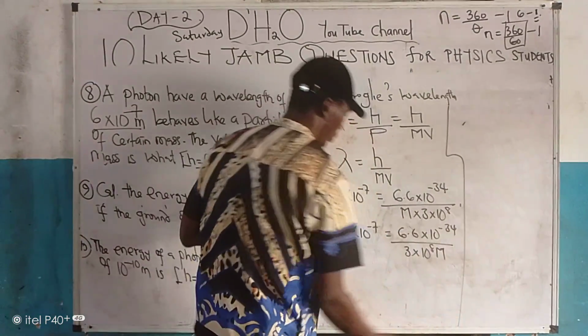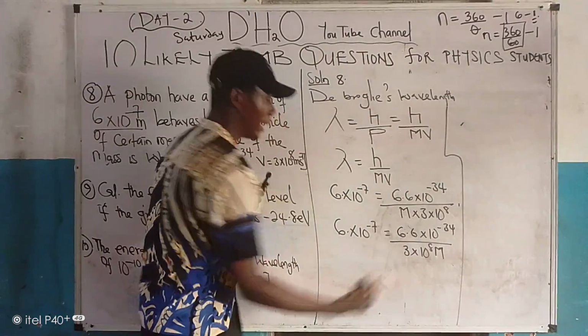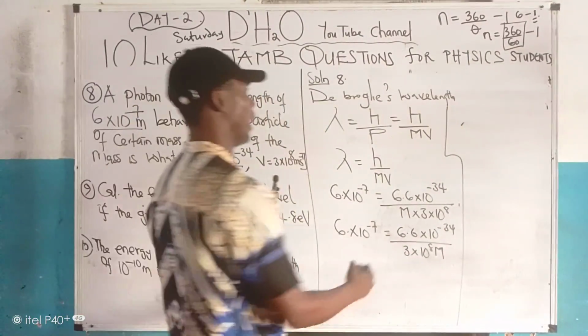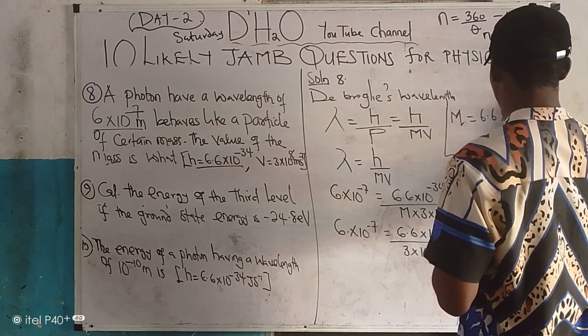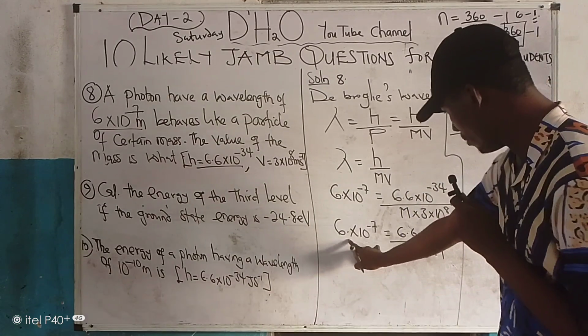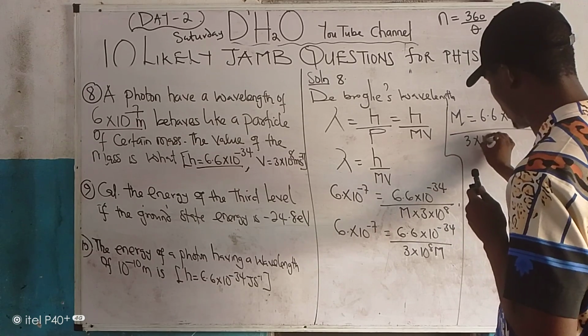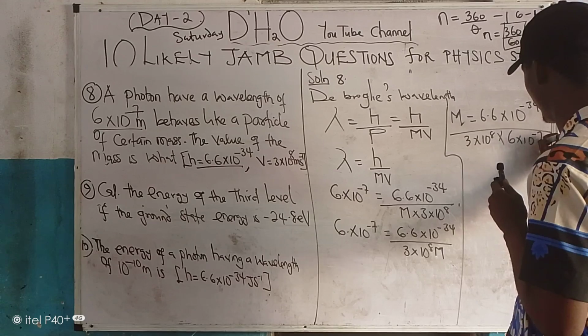Let's cut this thing short. Remember, I'm looking for mass. So I can take my mass here and bring this here. Cut it short that way. So you have mass equals 6.6 times 10 raised to the power minus 34 all over 3 times 10 raised to the power 8 times 6 times 10 raised to the power minus 7.